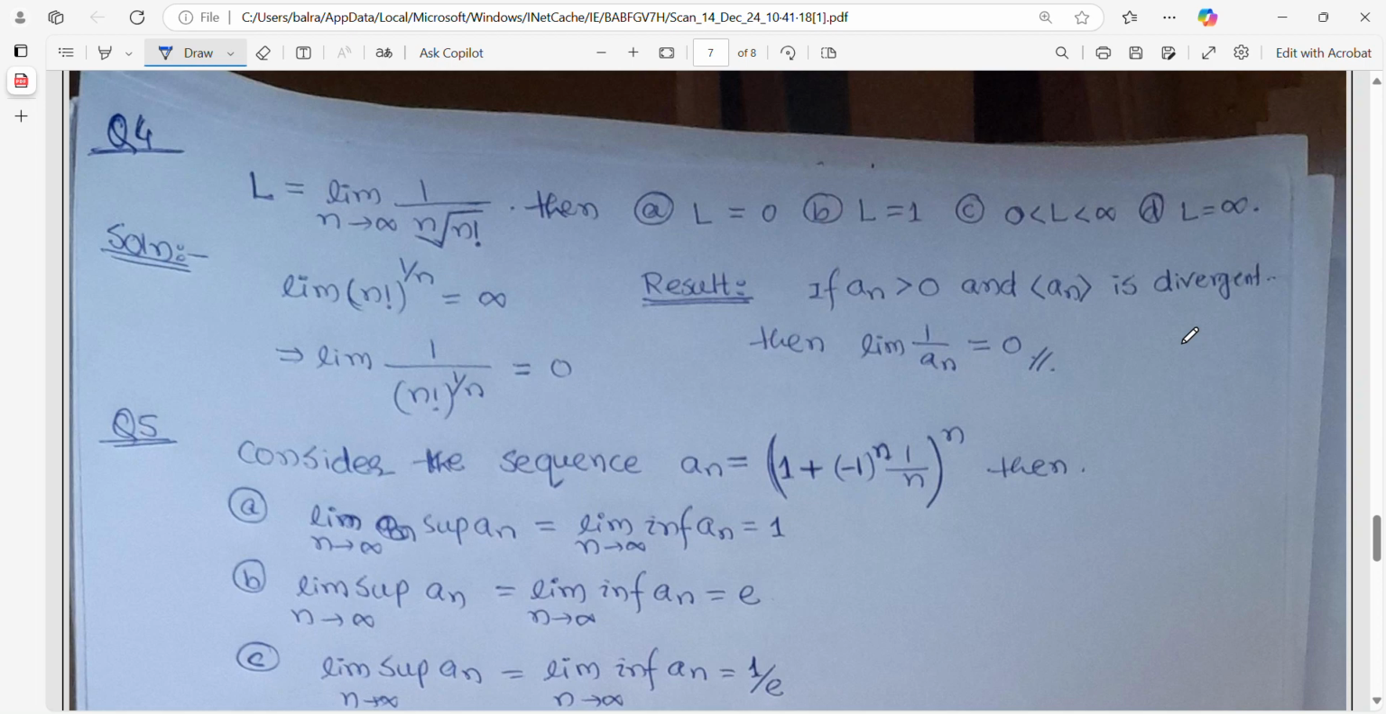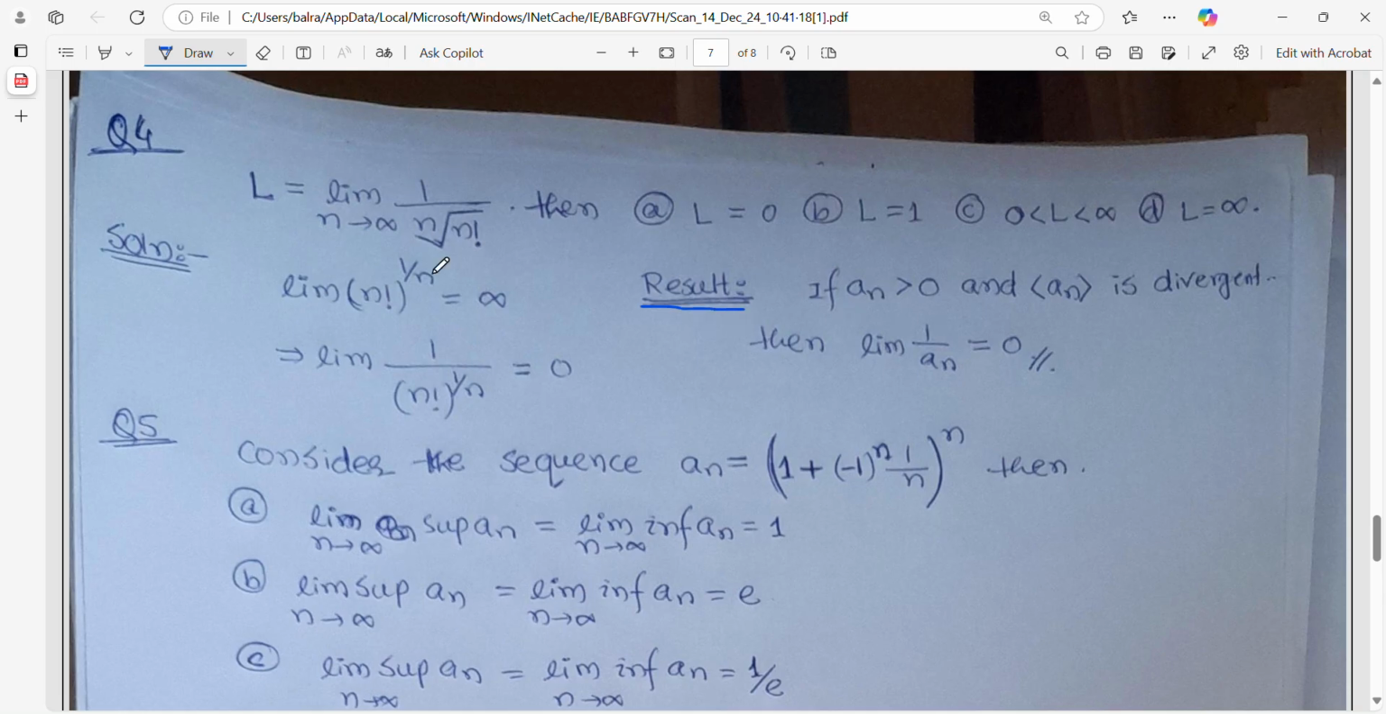Namaste everyone. Today we are solving questions related to GATE and CSIR NET. One question is: L equals limit n tends to infinity of 1 by (n factorial) to the power 1 by n. Then L equals 0, L equals 1, L is between 0 and infinity, or L equals infinity. One result we know: if an is greater than 0, we take this term as an.